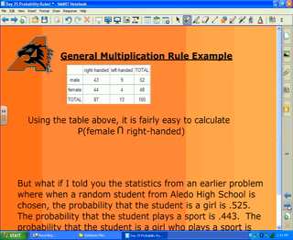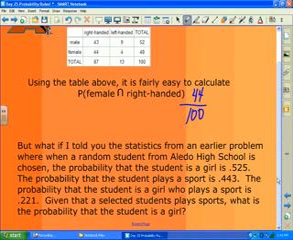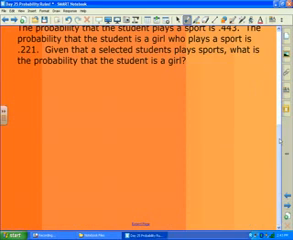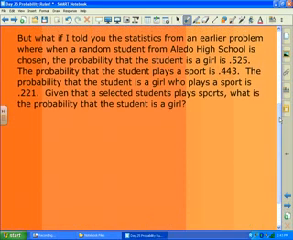Okay, but let's go into that. Let's do some specifics. So here we go. Using a table, it's fairly easy to calculate. For instance, what's the probability of female and right-handed? So that would be our 44 out of 100. Let's say now we have the same information from earlier where we're talking about Aledo High School and the girls in the sports. Here's the question. Given that a selected student plays sports, what is the probability that the student is a girl?